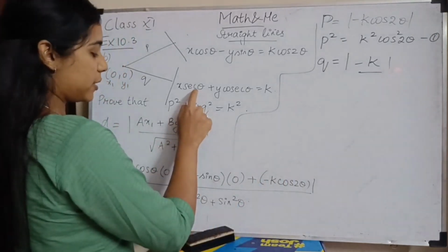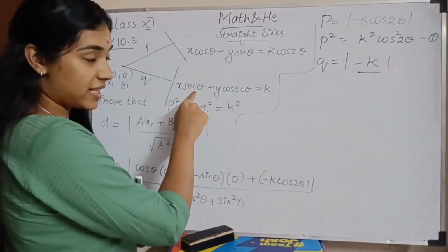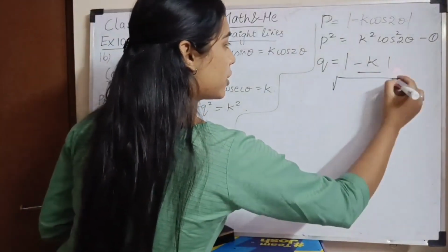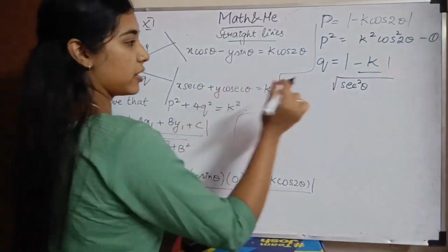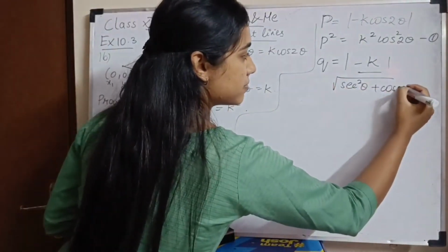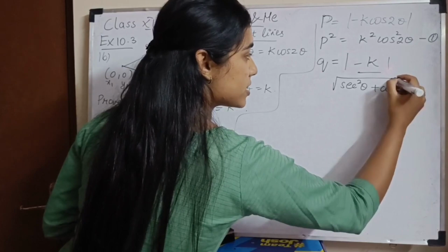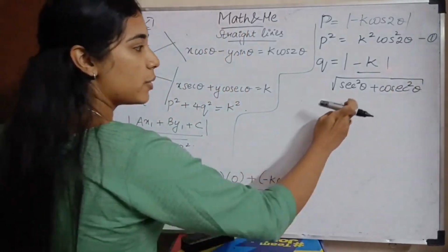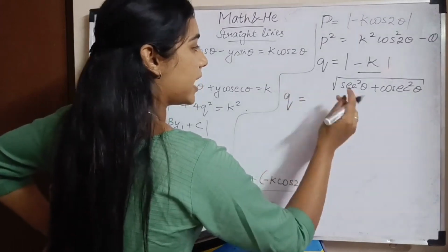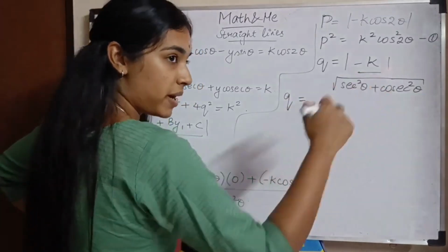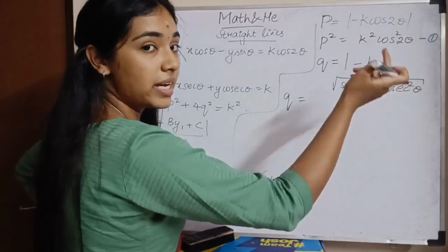So in this particular equation, what is my a? Secant theta. So now your square root becomes secant square theta plus b square, which is cos square theta, which is cosecant square theta, right? So when you have secant square theta plus cosecant square theta, what does it become? I'll change secant theta to be 1 by cos theta and cosecant theta to be 1 by sin theta.